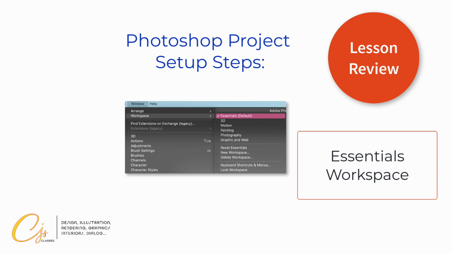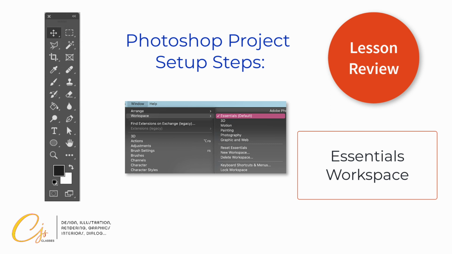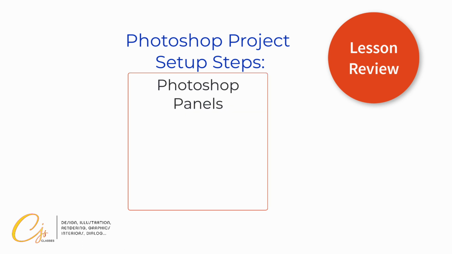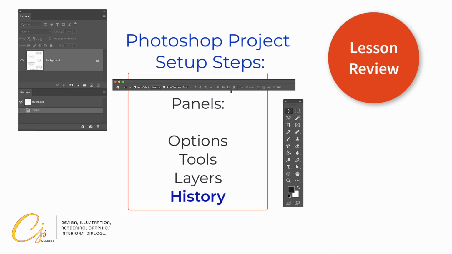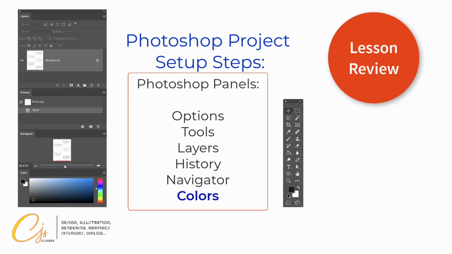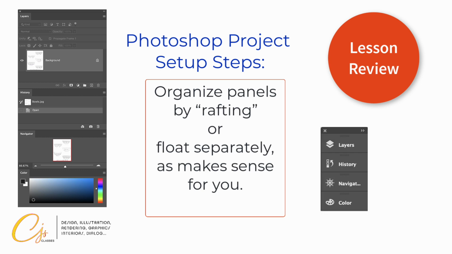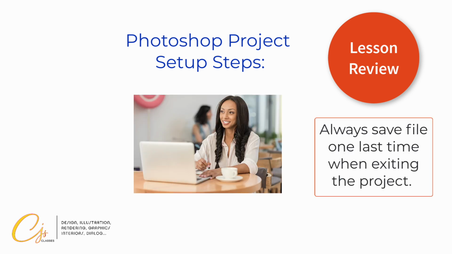Next, make sure that you are in the Essentials workspace. The workspace will determine which tools are available to you on the main toolbar. Next, deploy essential Photoshop panels right away, such as Options, Tools, Layers, History, Navigator, and Colors. Organize panels by rafting them together or float them separately as it makes sense for your workflow. Save your file one last time when exiting the project.